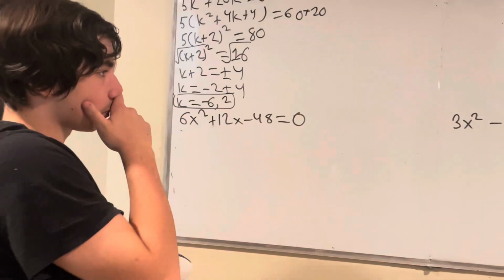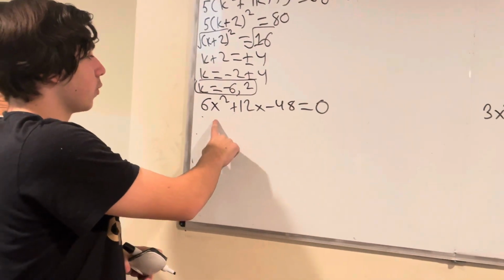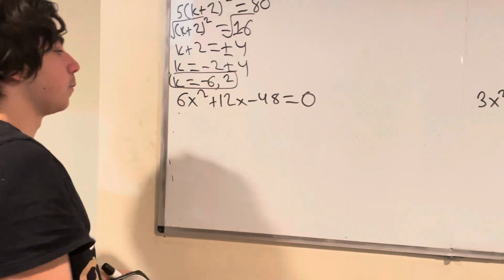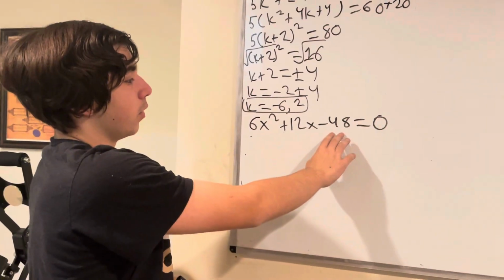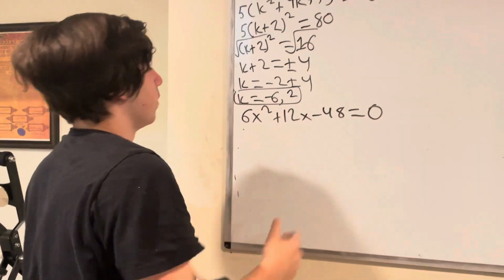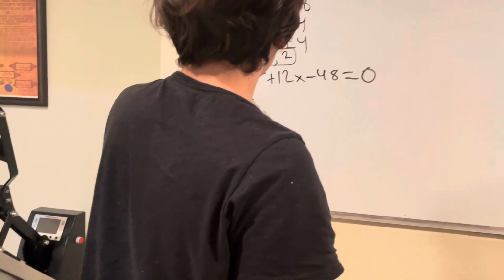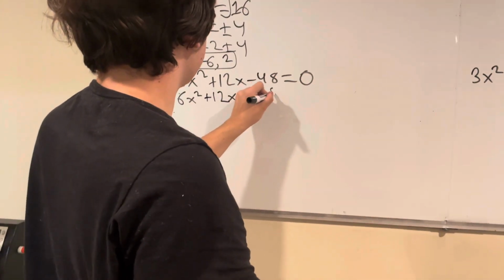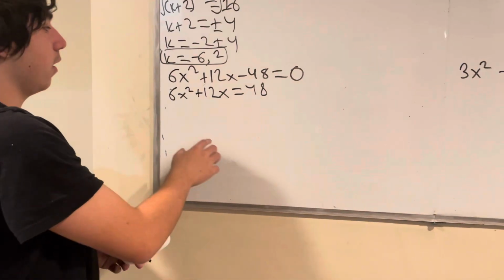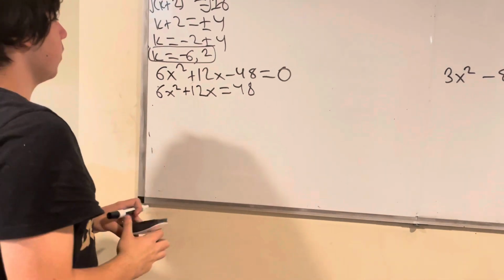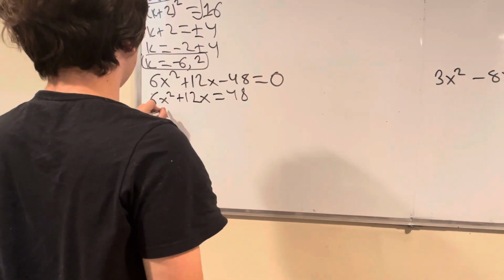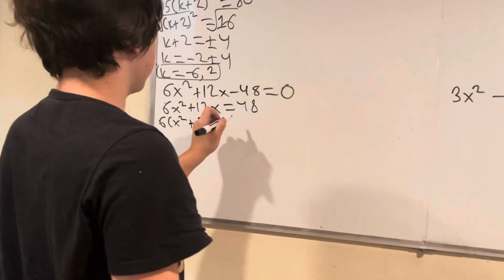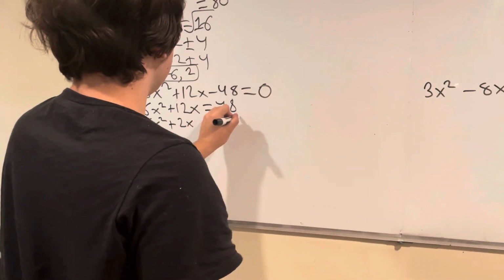Next, section 2. Now this equation, we have 6x squared plus 12x minus 48 is equal to 0. Again, first step, put our constant on the other side. 6x squared plus 12x, no space right now, is 48. Then factor these two coefficients out, and I get 6 times x squared plus 2x, and then I leave a space with a parenthesis here, is equal to 48.